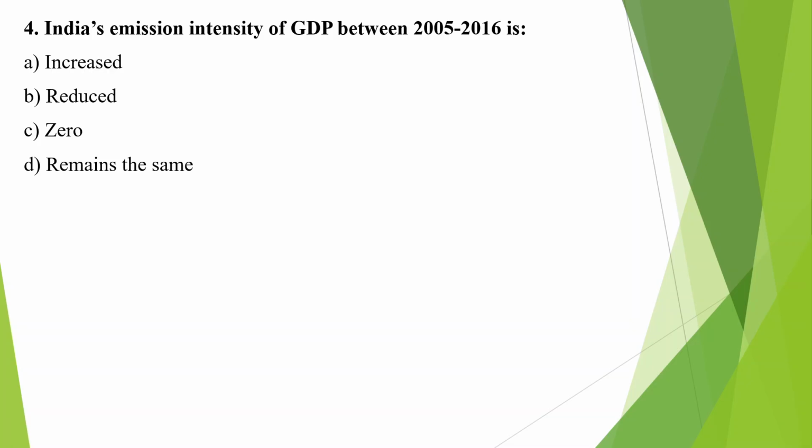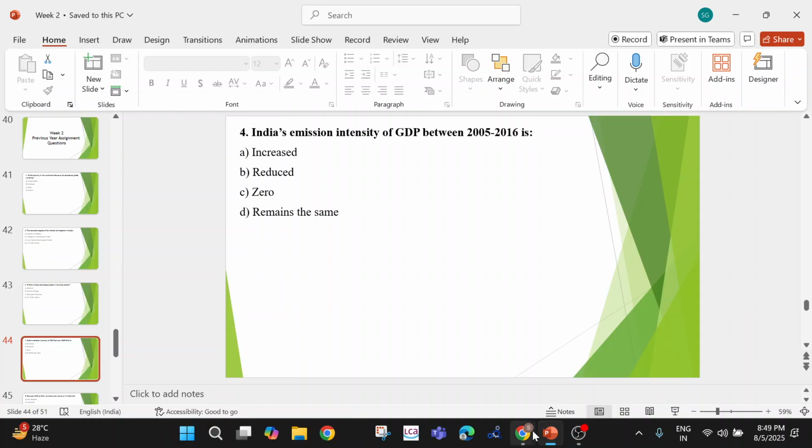So it has reduced. The correct answer is it has reduced, because India has successfully reduced the emission intensity of its GDP during this period due to increased energy efficiency, because earlier we were using incandescent light, or we were using the fossil fuels, but year by year, with the shift towards cleaner energy sources, we have reduced our emission intensity of GDP. So option B is the correct answer for this particular question.